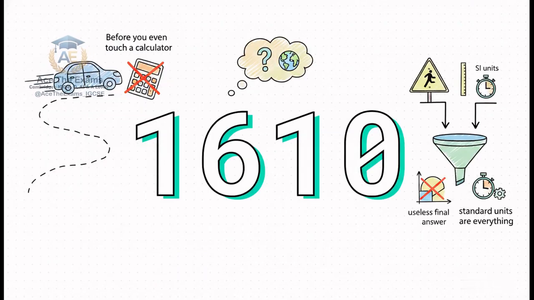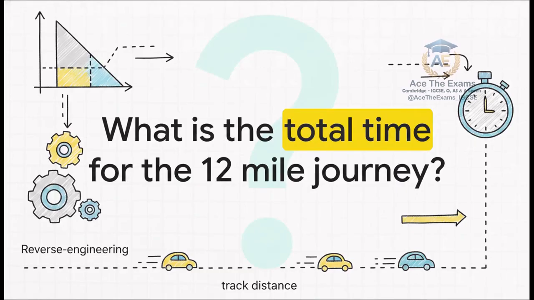But hold on, before you even touch a calculator, you have a massive decision to make regarding the number 1610. You have to decide whether to convert that 12-mile data into SI units. In physics, standard units are everything. You have to remember that 1 mile equals exactly 1610 meters. If you just plug the number 12 directly into a speed equation expecting meters per second, your final answer will be completely useless.